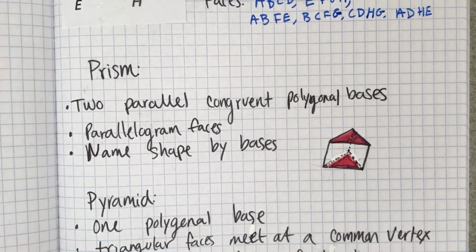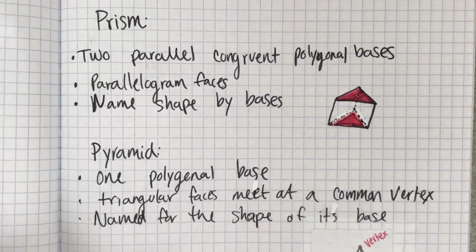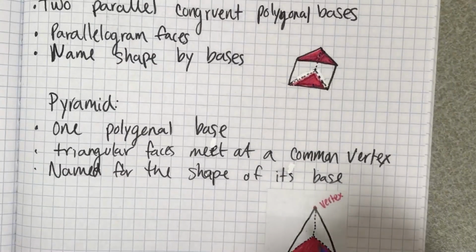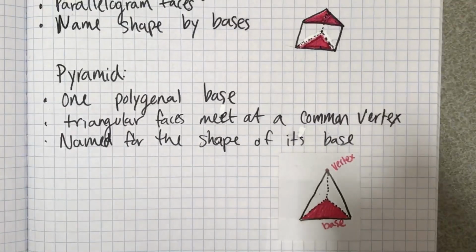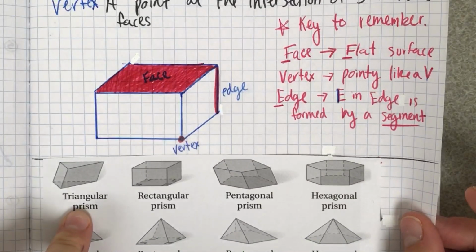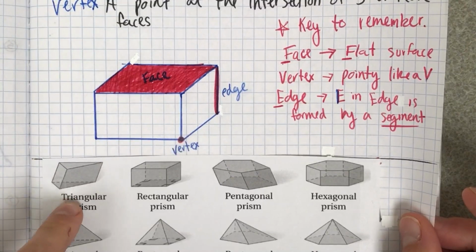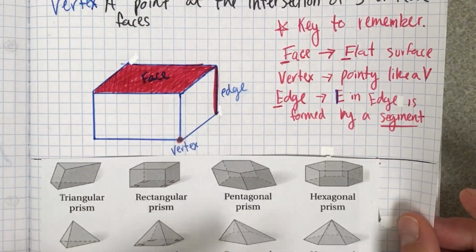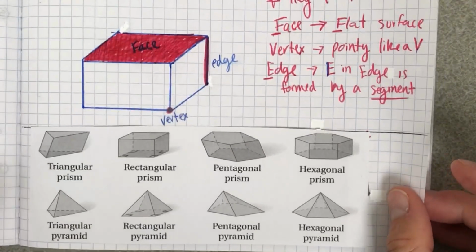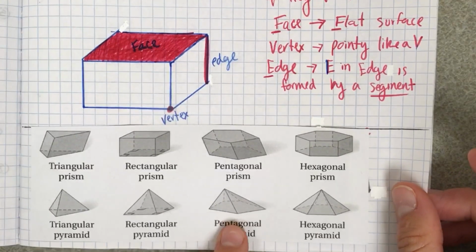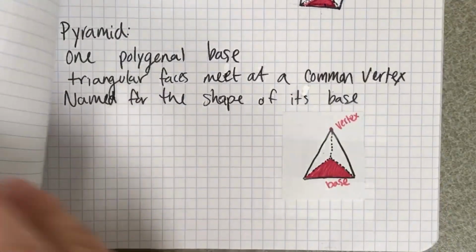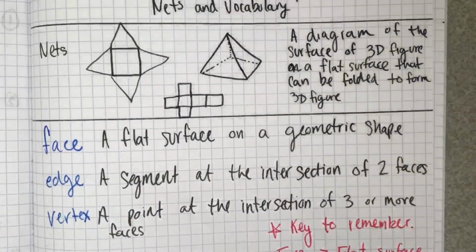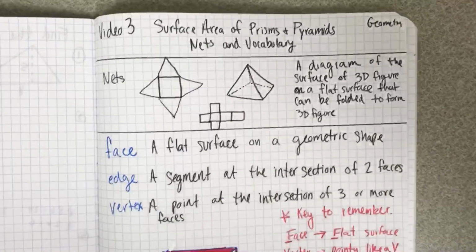All right, with pyramids, we've got 1 polygon base, and we have triangle faces, and they meet at a common vertex, and this is also named for its base. So here we have a triangular prism because we have 2 triangles. Rectangular prism, pentagonal. We've got the same for our pyramids, except we've only got 1 of those shapes. All right. Okay, so that is just kind of our vocab and getting ready for finding surface area.